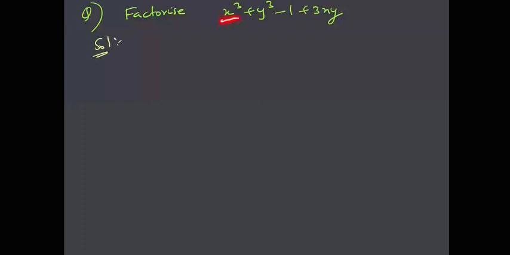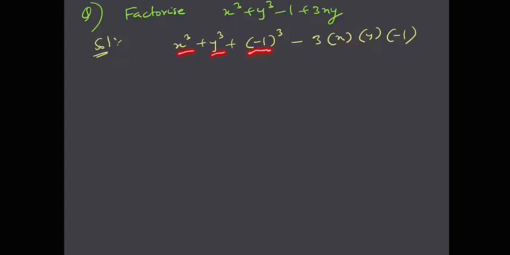So if I see this a cube plus b cube, then I get an intuition that I should express it as a cube plus b cube plus c cube minus 3abc. Okay, so then I can write this as x cube plus y cube minus 1. I can write it as minus 1 whole cube, right? And then minus 3 into x into y into minus 1. This is plus 3xy. So then you can clearly see that this is a cube plus b cube plus c cube minus 3 into a into b into c.